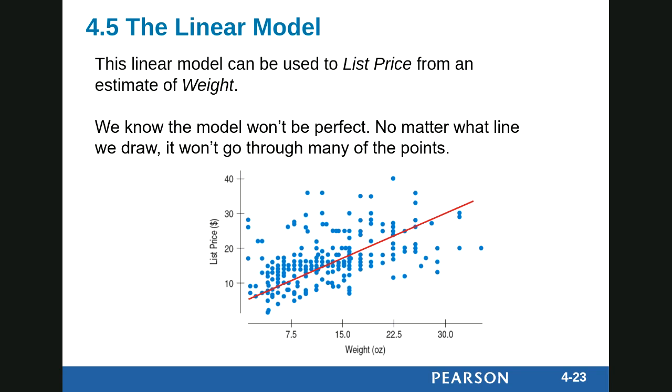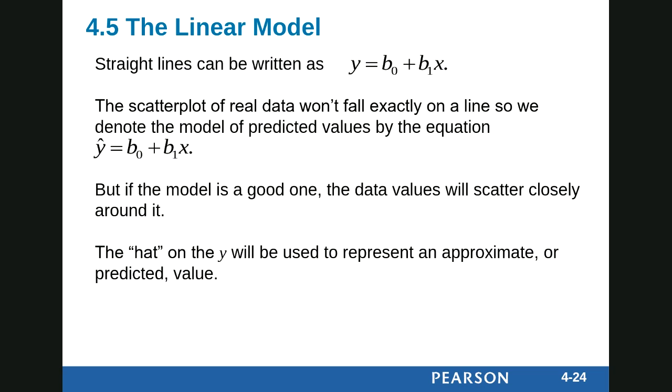Okay, so this is what it would look like. And how do we come up with this? We use this formula. So you have seen this before in a previous math course, I'm sure. This is the formula we use to draw a straight line. Y equals B0 plus B1x. But we're going to do it slightly different. We're going to call it Y hat. Y hat equals B0 plus B1x. The hat on the y just means that it's a predicted value. It's the same idea, but y hat is a predicted value.